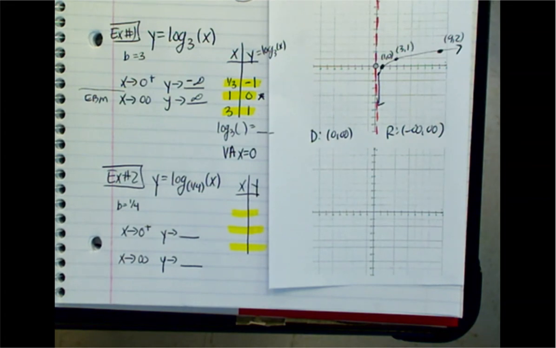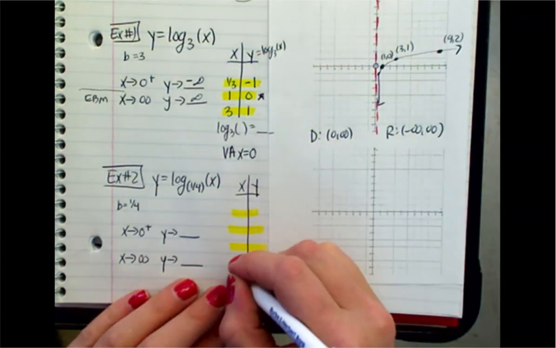Opposite's not the right word, but yes. It's going to have a reflection from what we were expecting from the first graph. But the points are going to be just a little bit different, because we had a base 3, and here we've got a base 1/4. Okay, so I'm just going to write it.